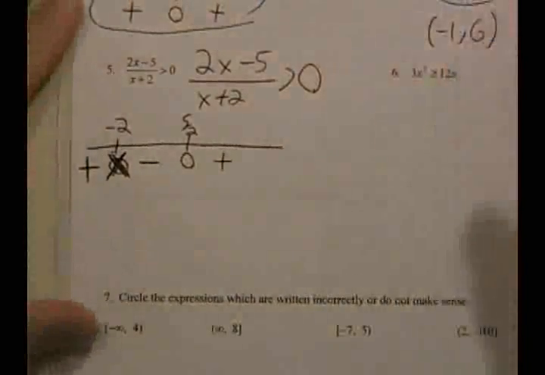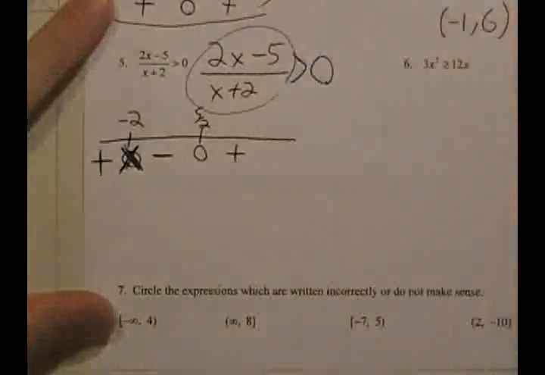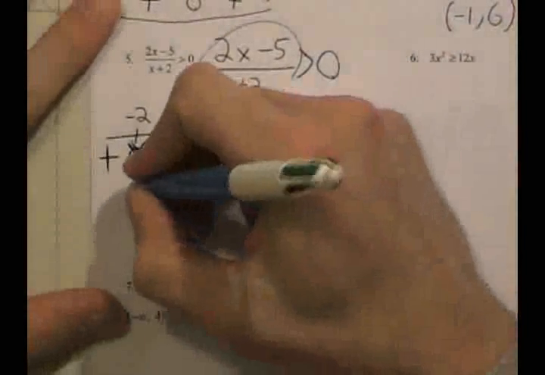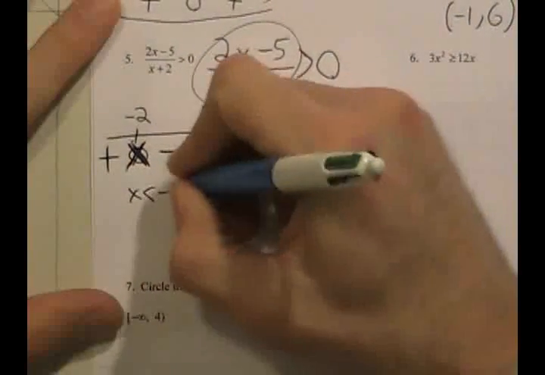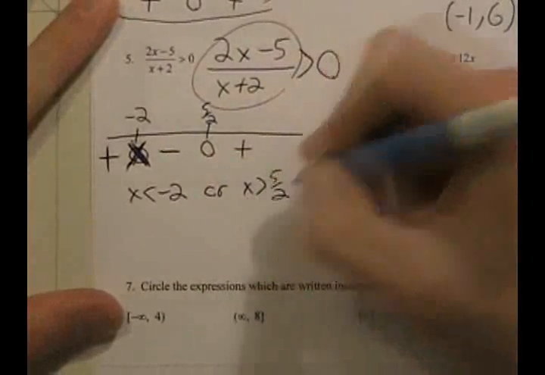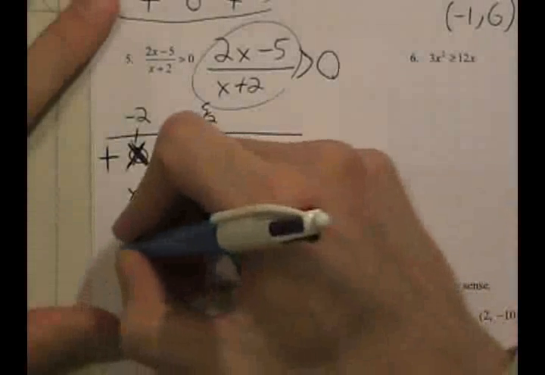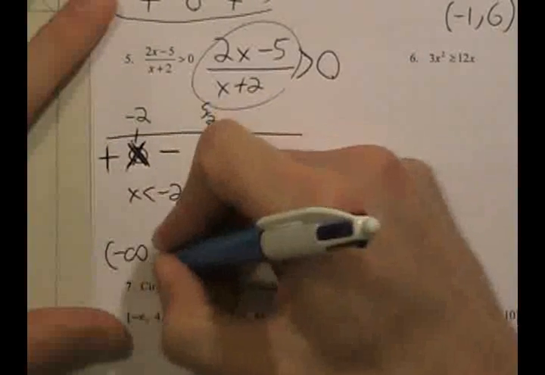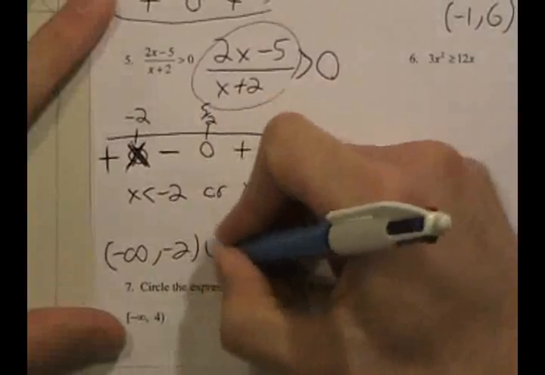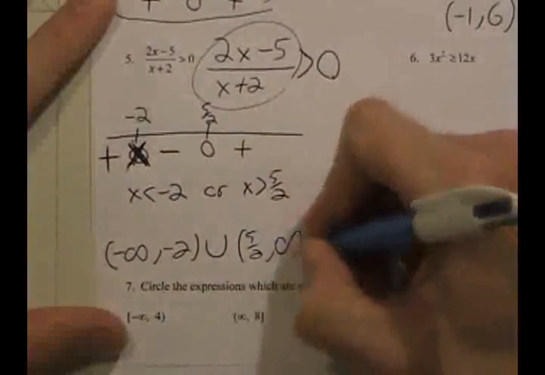And so the answers are, we want to know where it is greater than 0. So this expression will be greater than 0, provided that x is less than minus 2, or x is greater than 5 halves. And if you want it in interval notation, it would be minus infinity to minus 2, union with 5 halves to positive infinity.